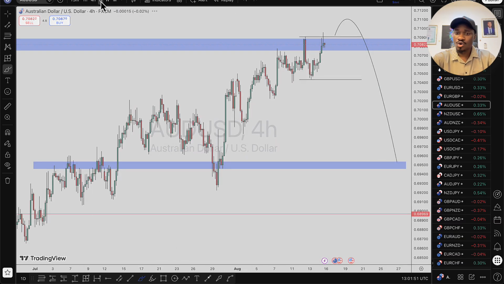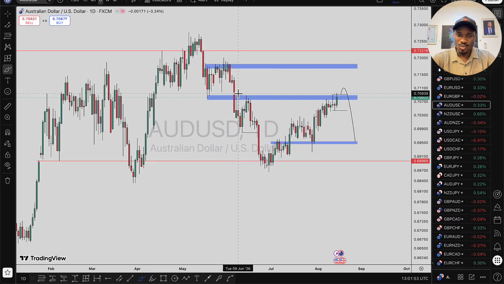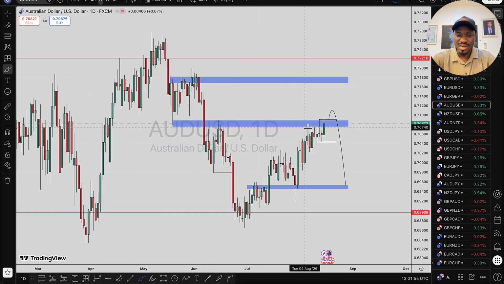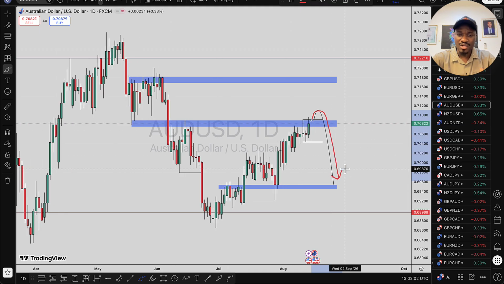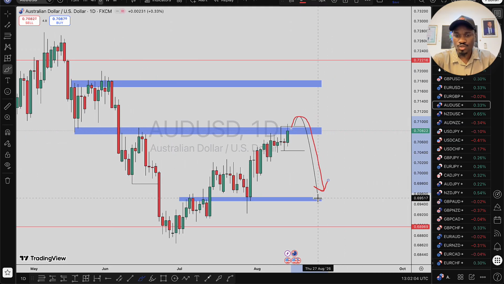So next week on the AUD paired against USD, we are still anticipating if there can be a form of liquidity right here to take out some liquidity, so as to fuel the movement to the downside. And then the point of interest for exit or TP should be at the price of 0.69500, because there's a significant demand structure right here.